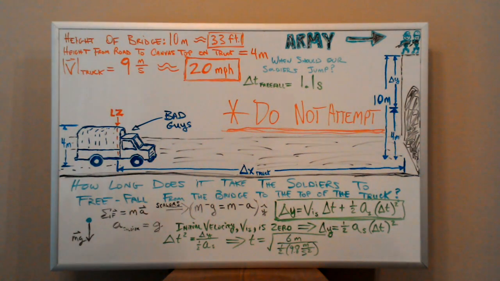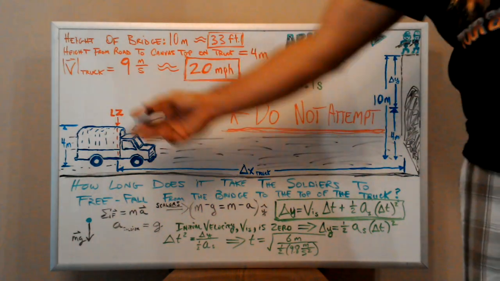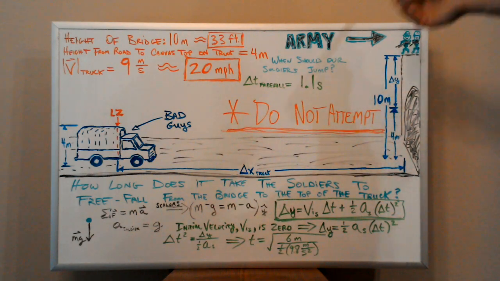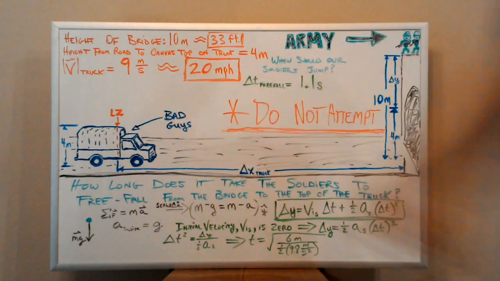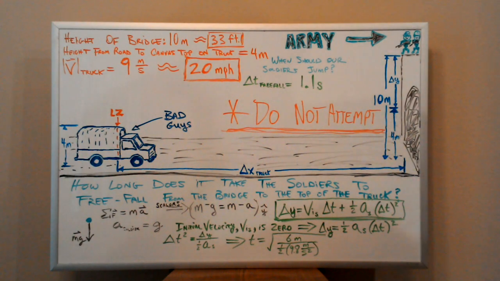Okay, so to solve this problem, the first thing we're going to want to figure out is how long it takes our soldiers to free fall the distance from the top of the bridge to the top of the truck. So we take our 10 meters, the height to the top of the bridge, we subtract 4 meters to the height to the canvas top, and we're left with a change in distance in the y direction of 6 meters. So how long does it take the soldiers to fall 6 meters?